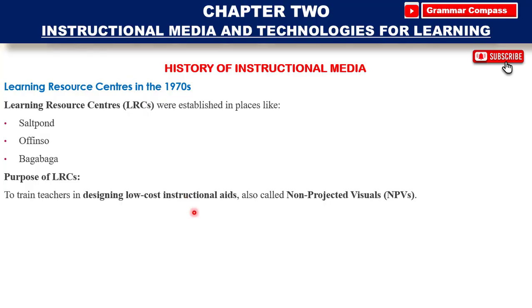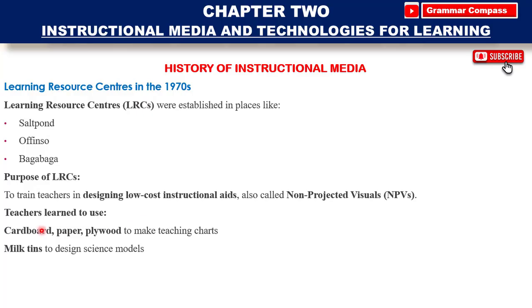So instead of relying on expensive imported teaching materials, teachers were equipped with skills to make non-projected visuals. What constituted the non-projected visuals? Examples were preparing cardboard, using paper, plywood to make teaching charts. It was easier that way, and it wasn't expensive. All these occurred in the 1970s when learning resource centers were established. Teachers also learned how to use milk tins to design science models, and also using drawings or real objects to make concepts concrete. But something happened.